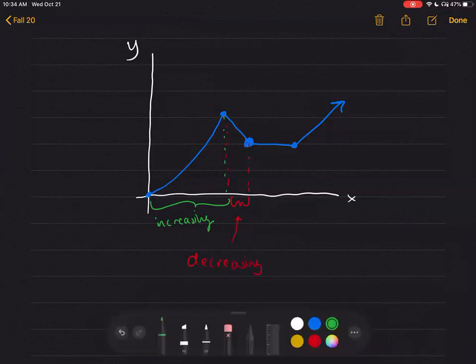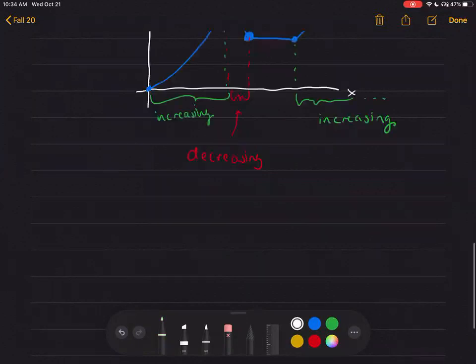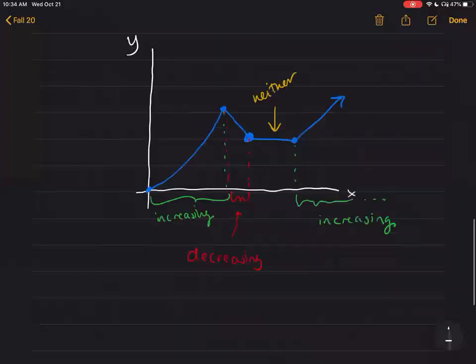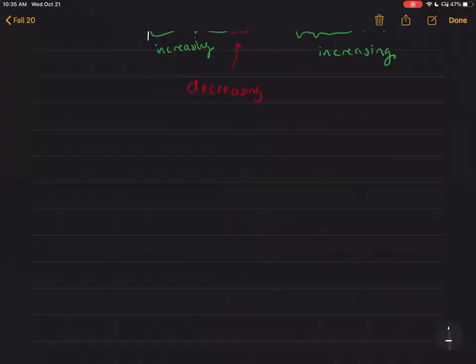And this next section is flat. So this one right here is neither. It's not increasing or decreasing. And then this last section going on is increasing. So this is a cool picture and it illustrates the idea. But let's look at this in words.